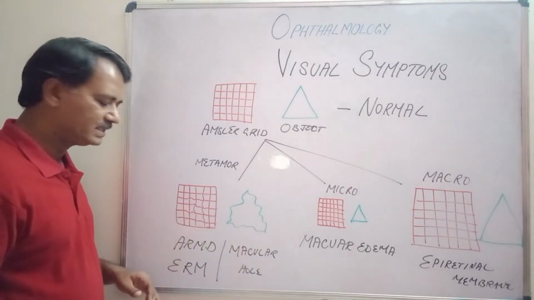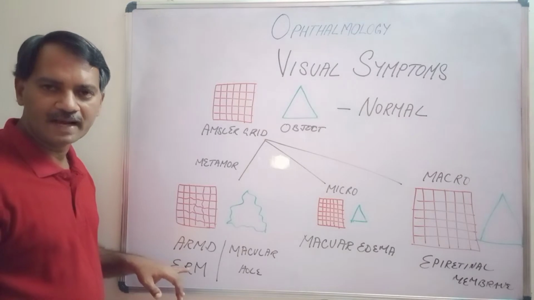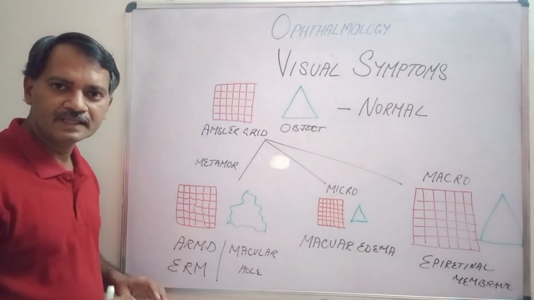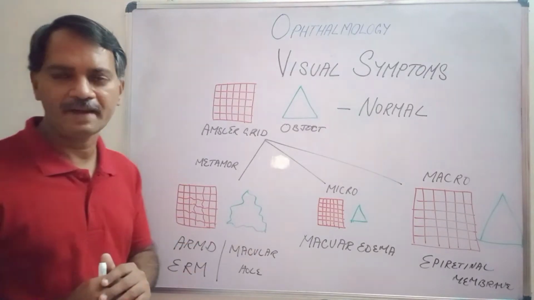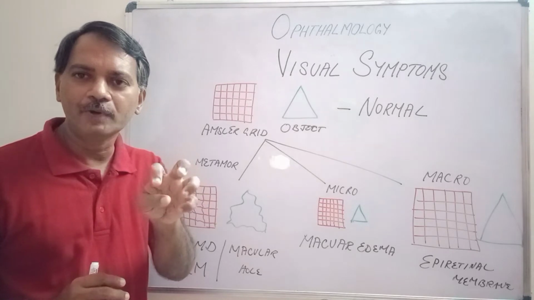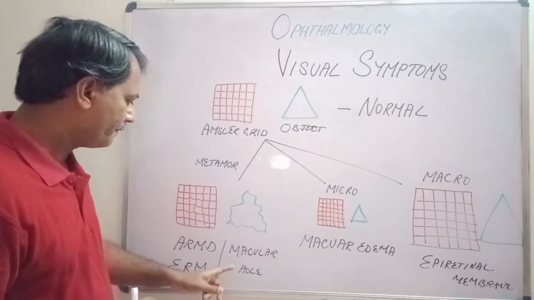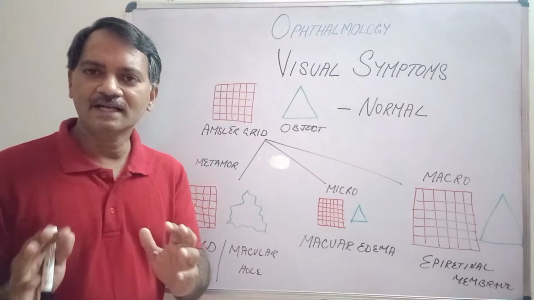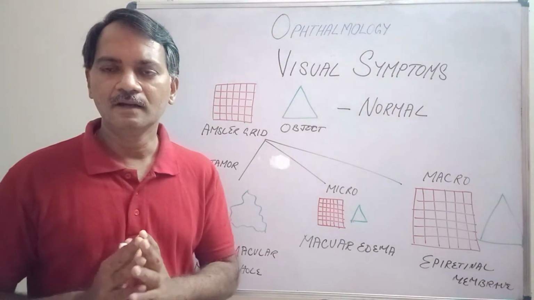This is commonly seen in age-related macular degeneration. Epiretinal membrane: there will be a membrane formation over the macula which may constrict and crumple the macula. Macular hole: the hole is there in the macula. In these conditions, what will happen?